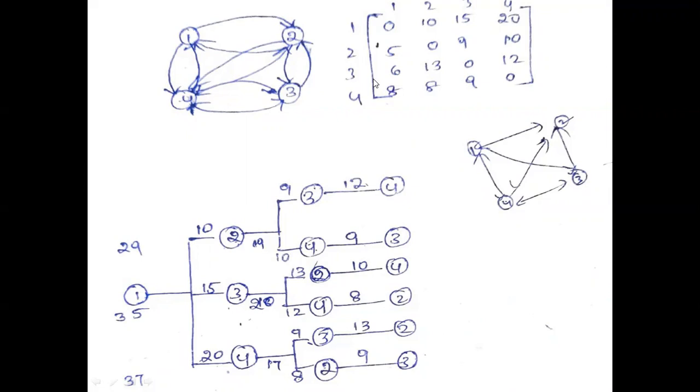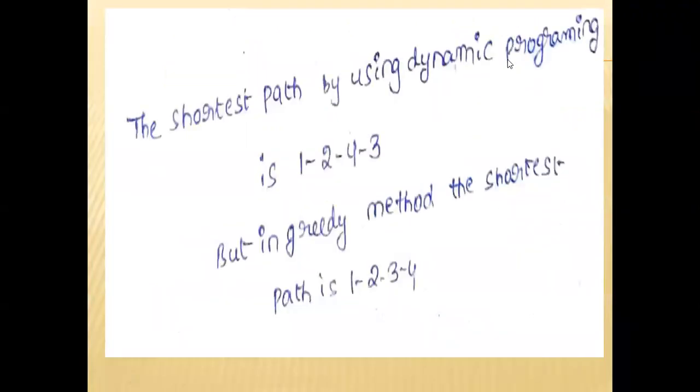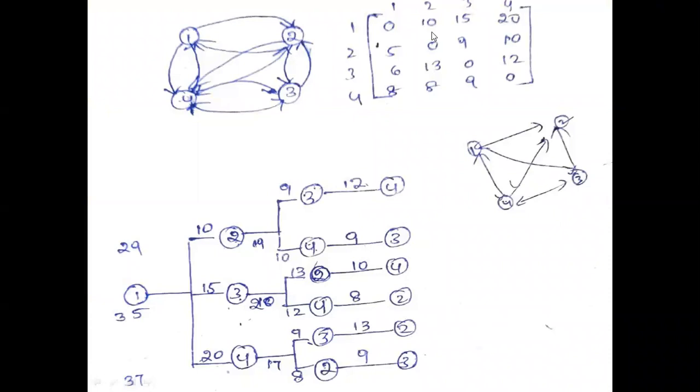From the third vertex, the first and second vertices are already visited, so the next is the fourth vertex, which is 12. So 1 to 2, 2 to 3, 3 to 4. 3 to 4 means 12, so 19 plus 12 is 31. So this is the shortest path, visiting each vertex exactly once, using the greedy method, which we already studied in the third unit.